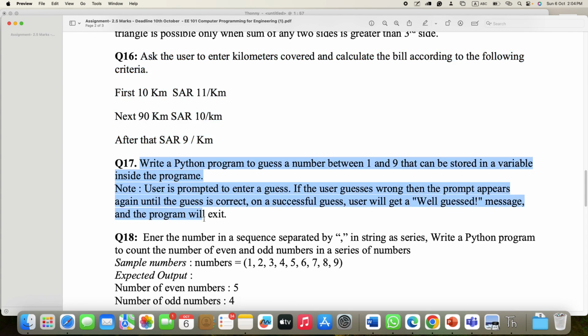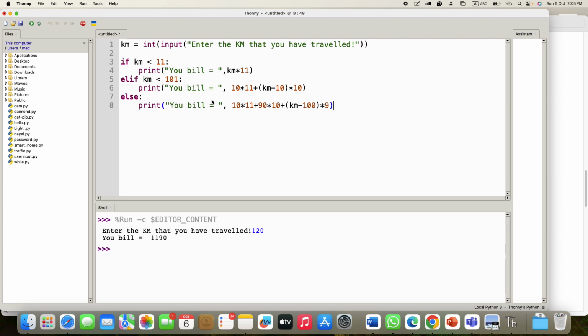Now moving on, the final question. 17. That one won't be difficult, is it? Write a Python program to guess a number between 1 and 9 that can be stored in a variable inside the program. And the user is prompted to enter a guess. If the guess is wrong, then the prompt appears again until the guess is correct. On a successful guess, the user will get a well guessed message and the program will exit. Right? Okay, fair enough. Let's do this then.